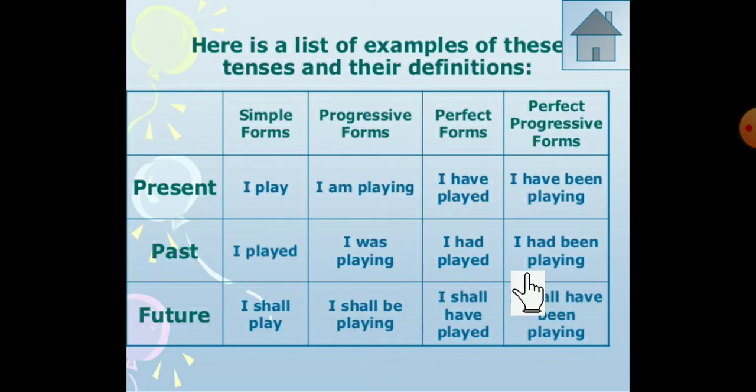Got it? Now the future tense. In the simple future tense, I shall play. Here subject, then shall, and then verb first form. Got it? You can use shall and will for that. Future continuous tense, I shall be playing. Then future perfect form, I shall have played. Then future perfect progressive or continuous form, that is, I shall have been playing.